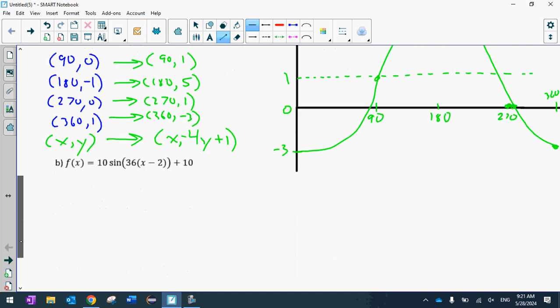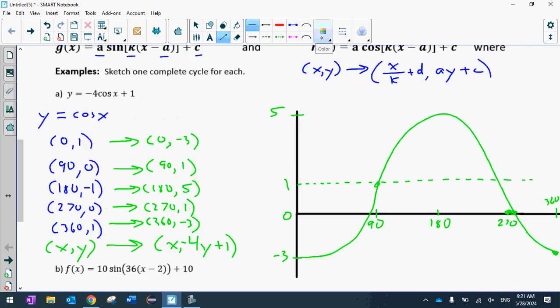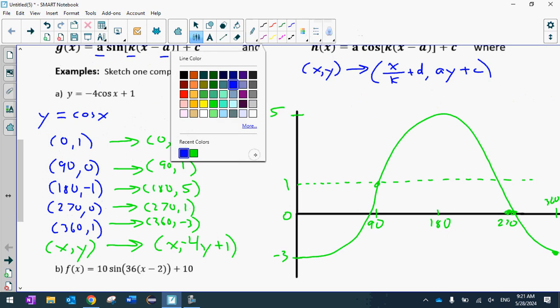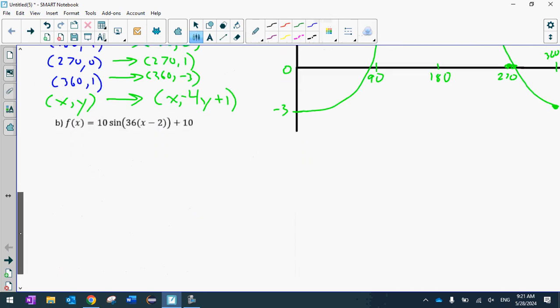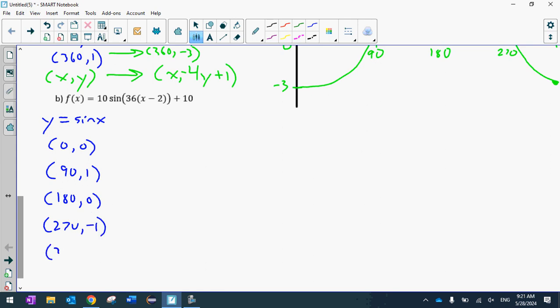All right, let's try this one. This one's a little bit trickier. We're dealing with sine now. Okay, so our base function in this graph would be y equals sine x. Using the graph at the top, sine x has 0, 0 as a point. 90, 1, 180, back to 0. 270, down to -1, and then of course 360 is back at 0. Those are 5 key points.